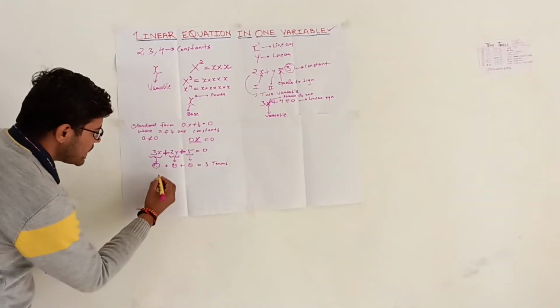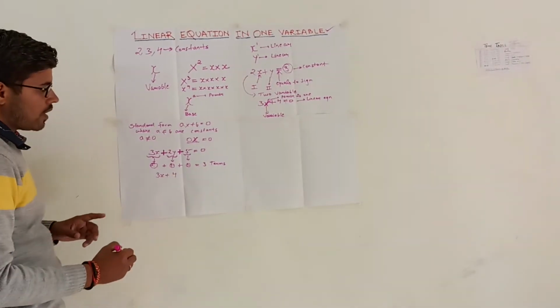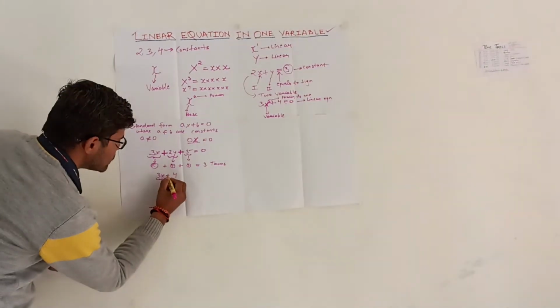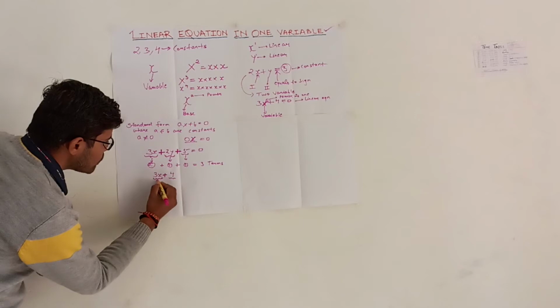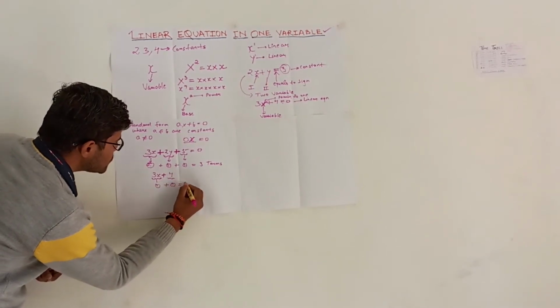One more example we will take, like 3x + 4. Now how many terms are there in this? 3x. There is a plus sign, so a new term will start: 4. So how many terms? 1 plus 1. 2 terms.